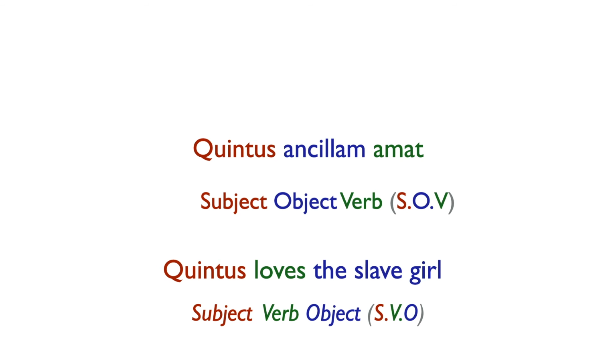Latin is, after all, an inflected language, and so a lot of information is wrapped up in these case endings for the nouns and the endings for your verbs. Now, if we were to compare this to a typical English sentence of the same ilk, we see that Quintus loves the slave girl. The verb comes right after the subject, and the object follows your verb. So we'll typically talk about Latin sentences as SOV, subject, object, verb, rather than in English, subject, verb, object.